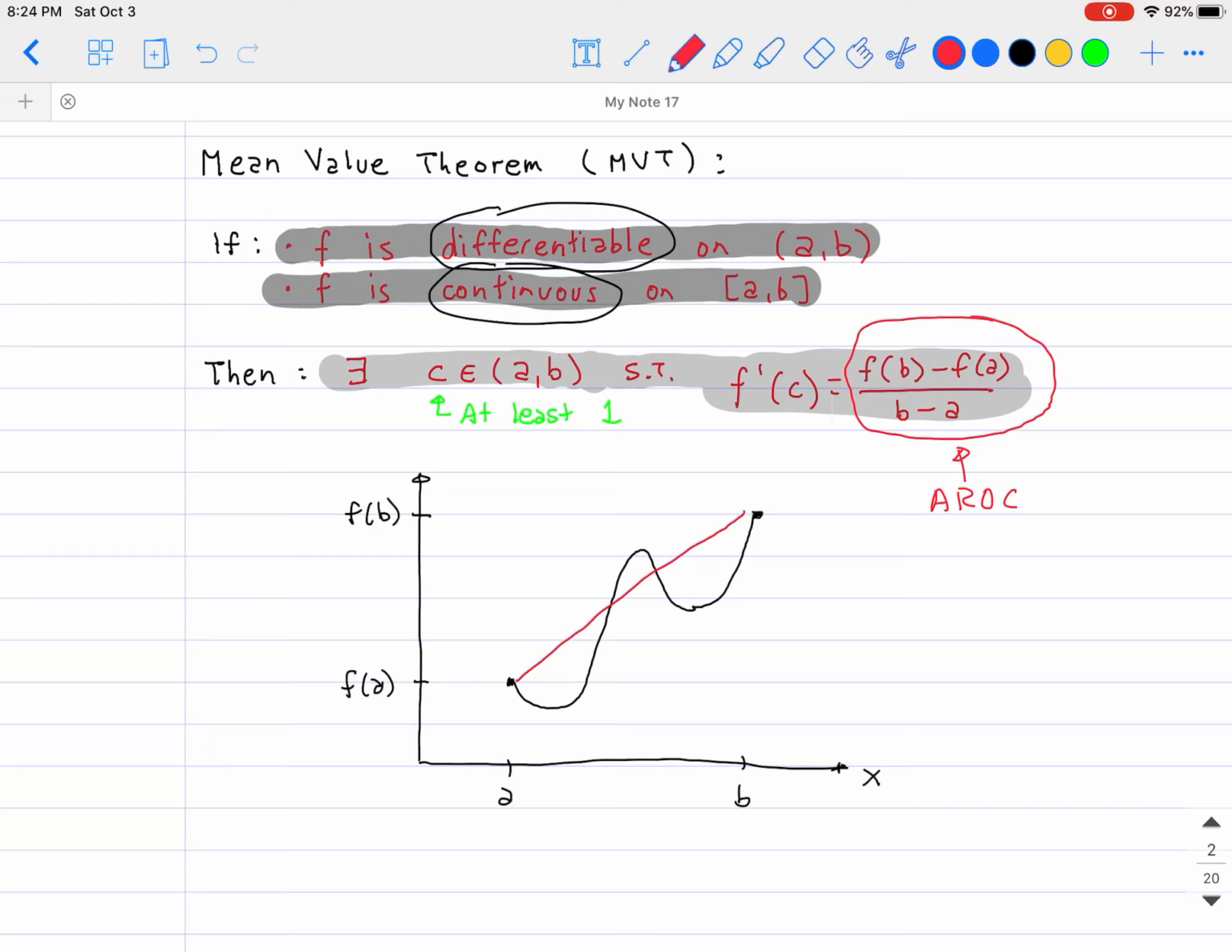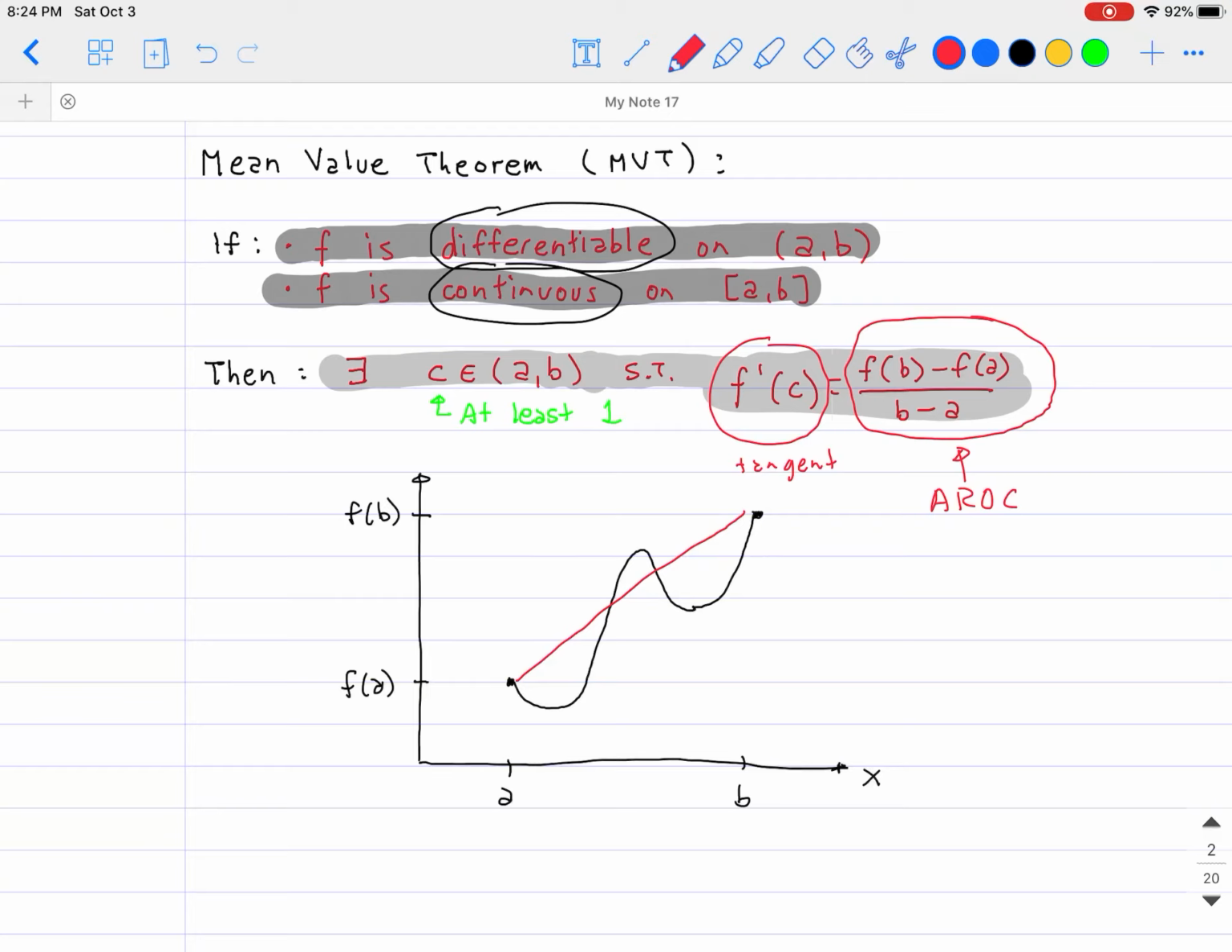And so now if I'm looking for f prime of c such that it's equal to the average rate of change, then that means that here for my graph, no matter how I sketch it out, so long as it is differentiable and continuous, they're basically saying that somewhere within the interval of a to b, there is an instantaneous tangent, which we're going to call f prime of c, that is going to be equal to the average rate of change.